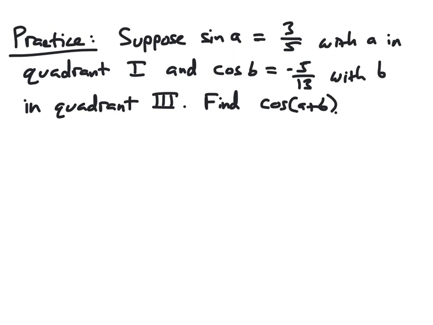If you'd like to practice with a similar problem, suppose that the sine of an angle A is 3/5 and A is in quadrant 1, and that the cosine of an angle B is negative 5/13 with B in quadrant 3, and use this to find the cosine of A plus B. The correct answer will appear in just a few seconds.